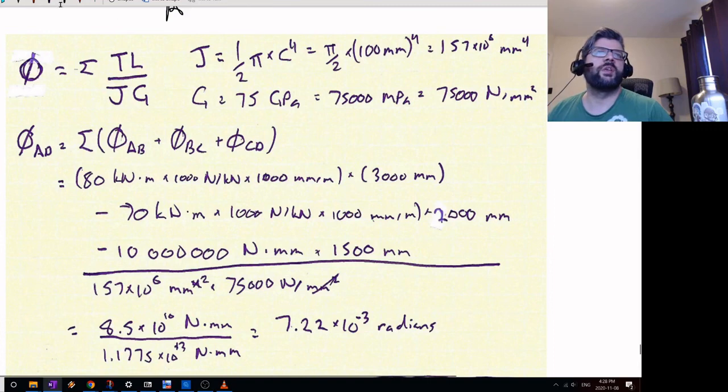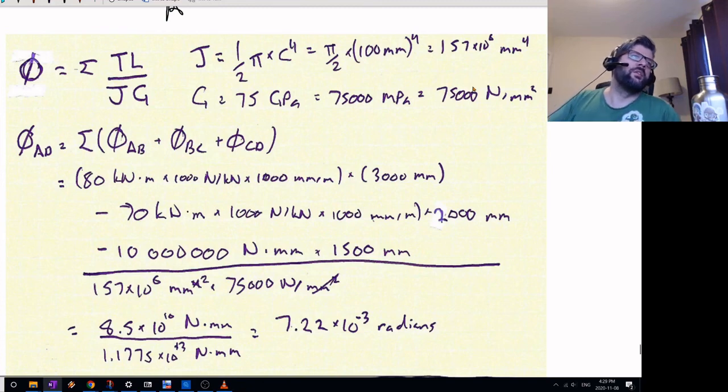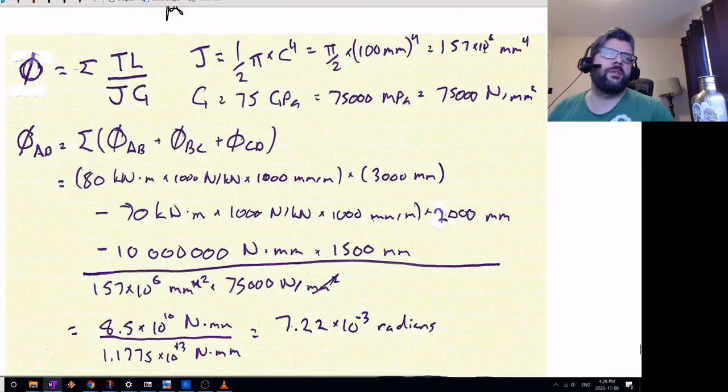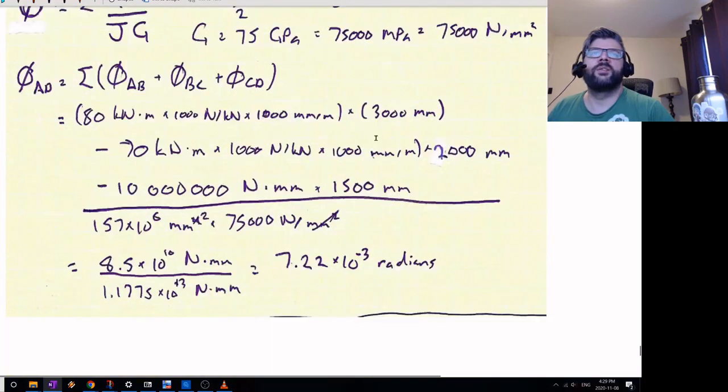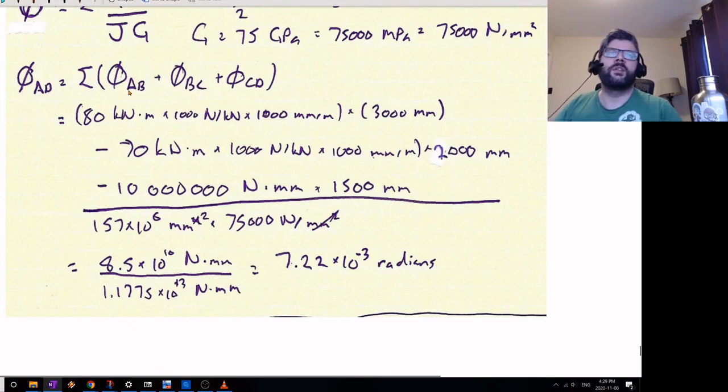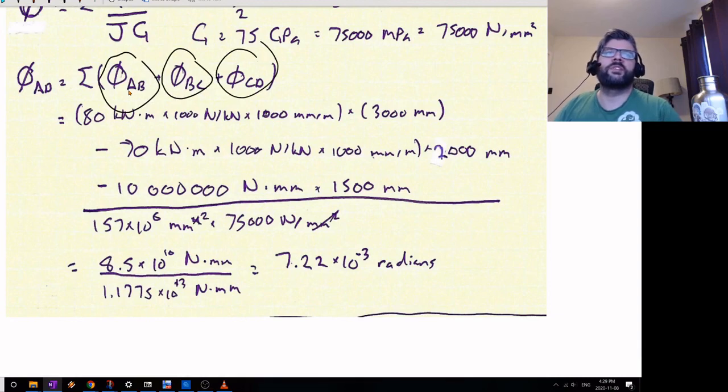Our G is going to be 75 gigapascals, which I'm going to put here as 75,000 megapascals, because a megapascal is a Newton per millimeter squared. So we keep things in millimeters instead of working in meters. Figuring out the twist from one end to the other is just the sum of the twists of the segments. So AD is going to be the sum of AB plus BC plus CD.